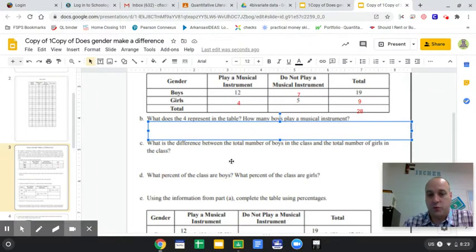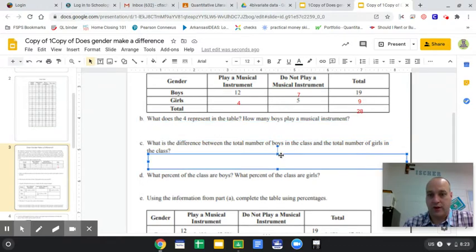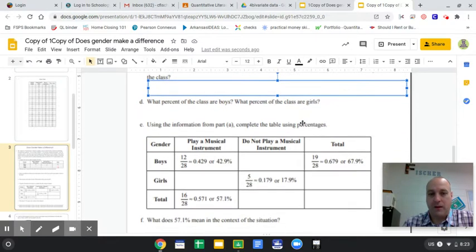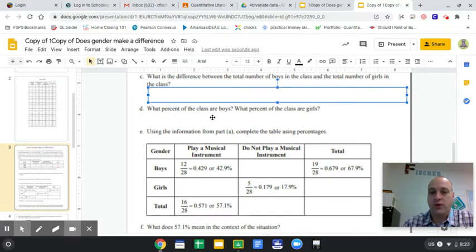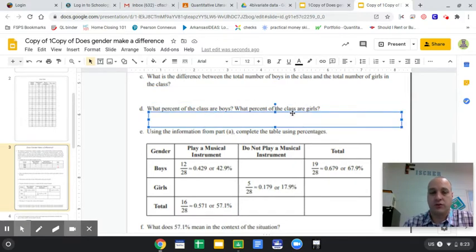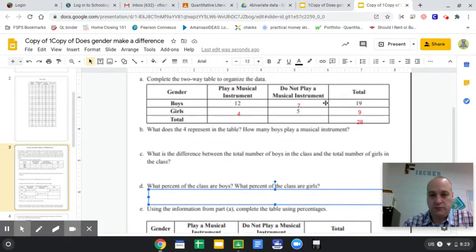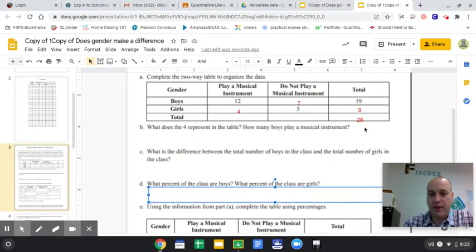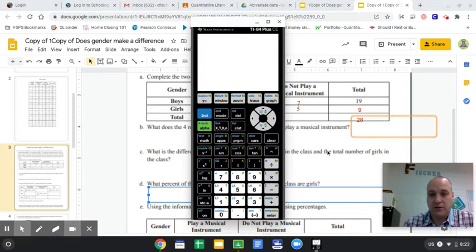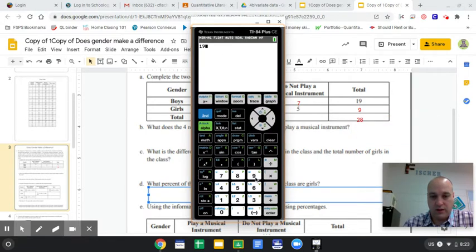What is the difference between the total number of boys in the class and the total number of girls in the class? So what's 19 minus 9? That goes there. All right. What percent of the boys are in class and what percent of the girls? Well, the boys, there's 19 out of 28. So you just put 19 over 28.